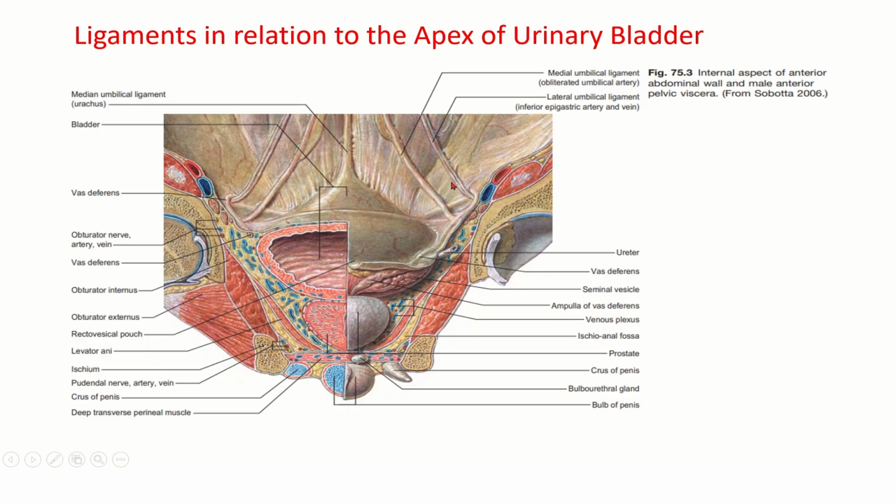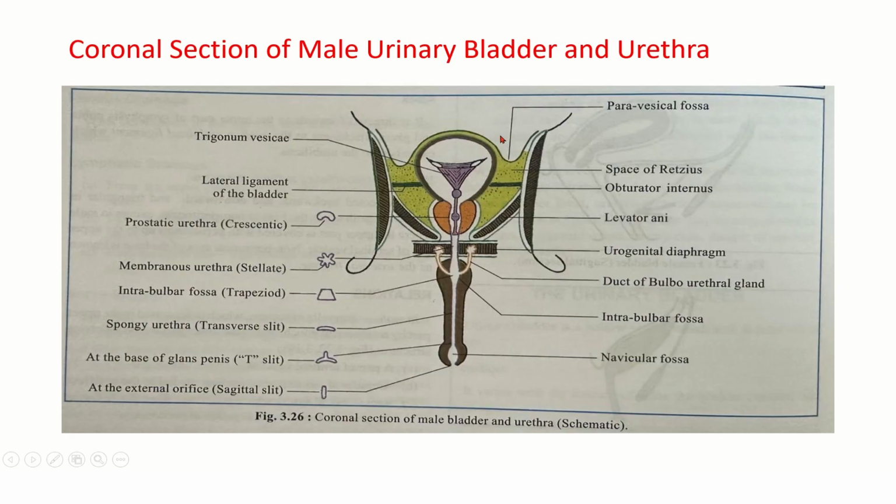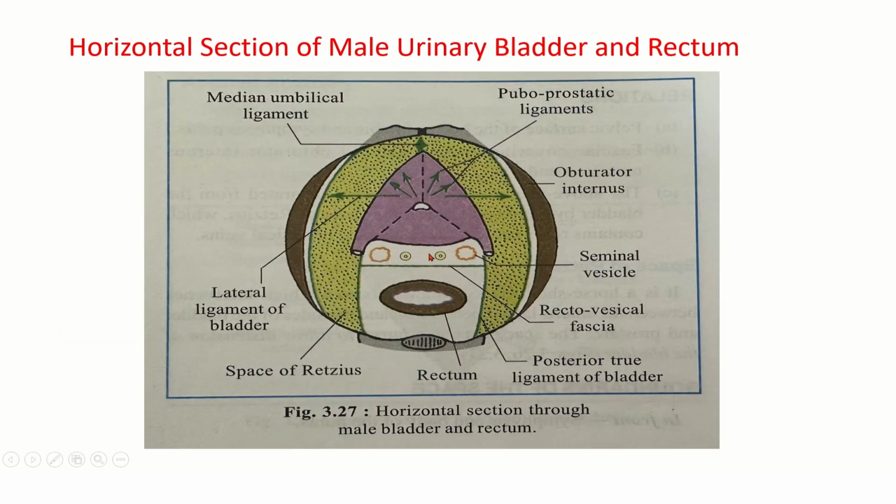Then this will be the medial inguinal fossa. This will be the lateral inguinal fossa. Here you can see this is the paravesical fossa. Here you can see this is the median umbilical ligament. These are the puboprostatic ligaments in case of male or pubovesical ligaments in female. This is the lateral ligament of the bladder. This is the posterior true ligament of the bladder.